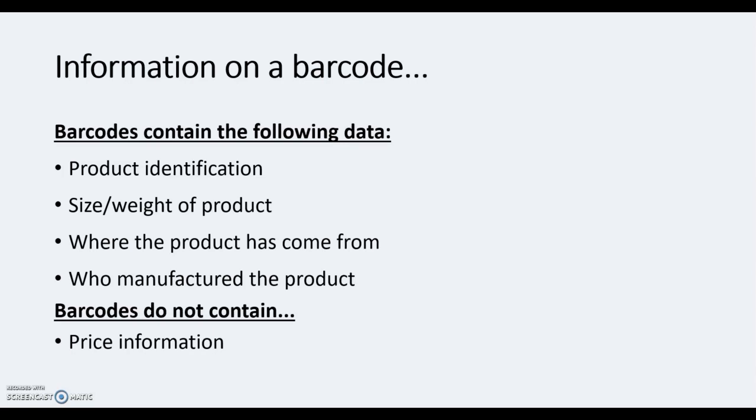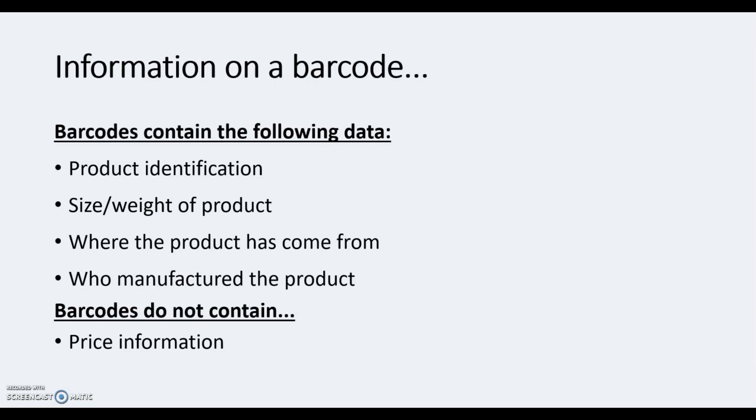The barcode will identify the product, the size of the product and the weight of the product, where the product has come from, because that's how things are tracked, and who manufactured the product. What it doesn't contain is the price information, because that will vary. One supermarket may sell something cheaper than another supermarket. So the price the product is sold at is usually down to the individual shop itself.